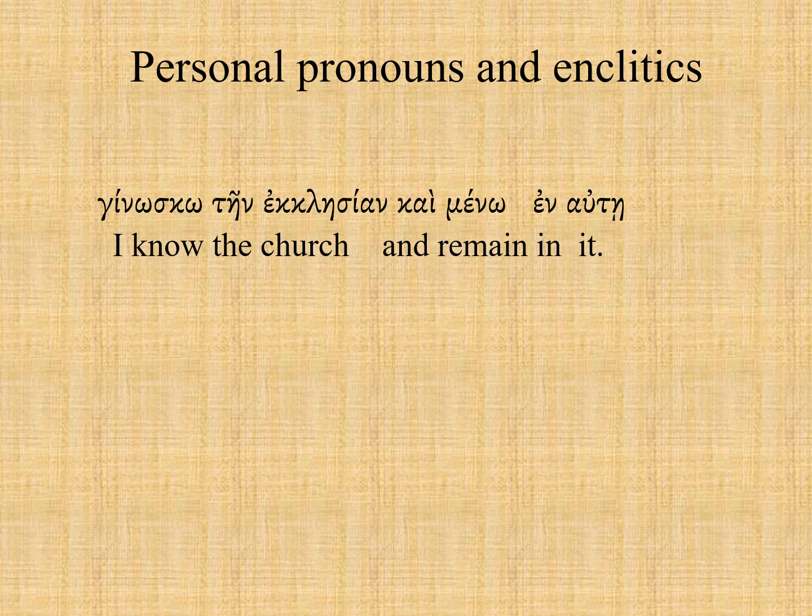So let's see how we break this down. The antecedent to the pronoun aute is ecclesia. And remember, the ecclesia is feminine, he ecclesia. So therefore the pronoun must also be in the feminine.